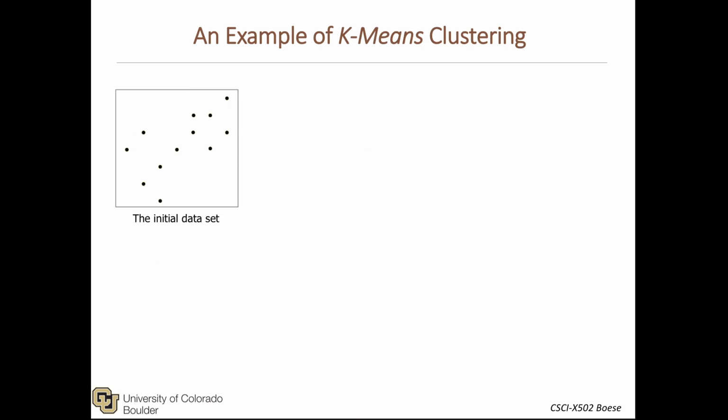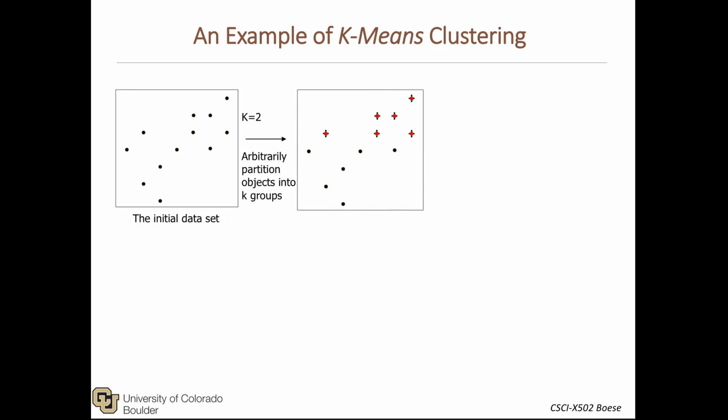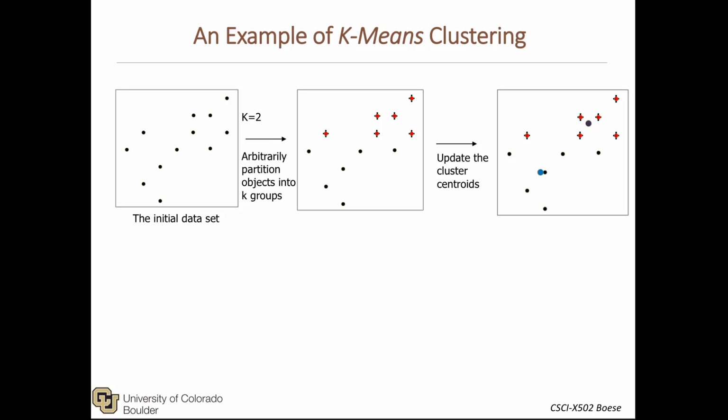Let's take a look at an example initial data set. Let's say we have k equals 2. We define k in advance. That's one thing with k-means clustering, we define the number of clusters in advance. Now we arbitrarily divide up our objects into 2 different clusters, and then we calculate where the centroids are. You can see we've got the black dot for the centroid and the blue dot for the second cluster. Once we have that, we can reassign our objects.